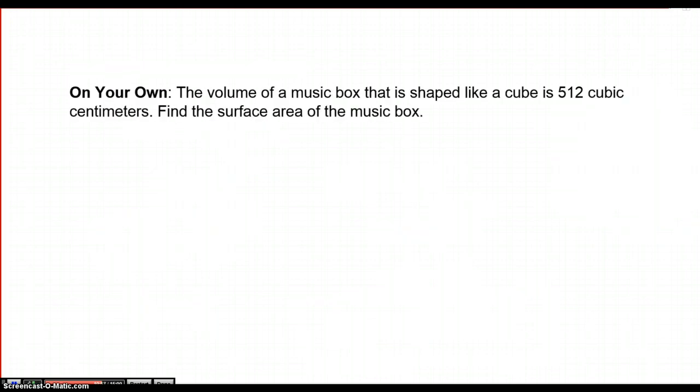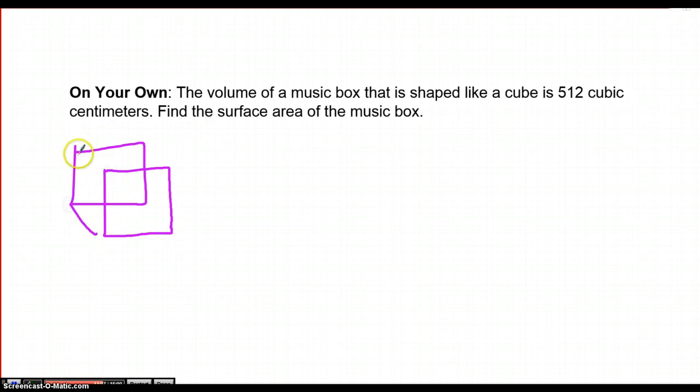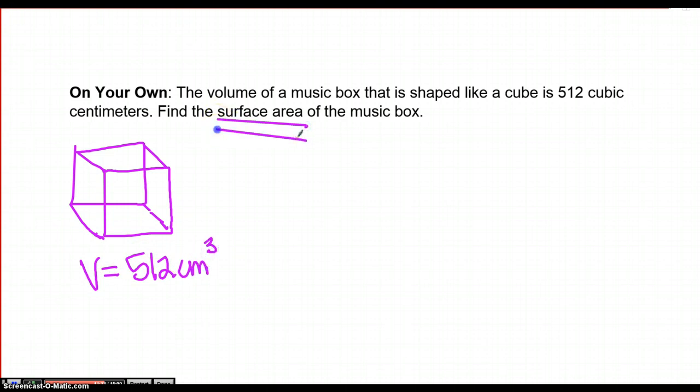Okay, last one. The volume of a music box that is shaped like a cube, so it's very similar to that picture. The way I normally draw these is you make a box, and then make a box down here, and then you have to connect the dots, and good thing I'm not an art teacher, right? So the volume of this box is 512 centimeters cubed, also known as cubic centimeters, and I need to find the surface area.